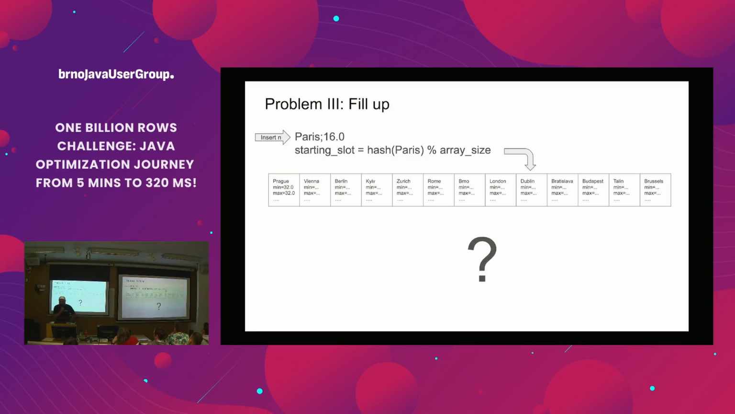And I believe the last problem I want to talk about is fill up. Imagine my array is completely full and I want to add Paris. So I run the algorithm. Is it empty? No. Is it matching? No. Move on. Is it empty? No. Is it matching? No. Move on. Wrap over. Move on. So it would basically be an infinite loop. So that's one potential issue. And in fact, this is the most extreme case, that the algorithm would never terminate.